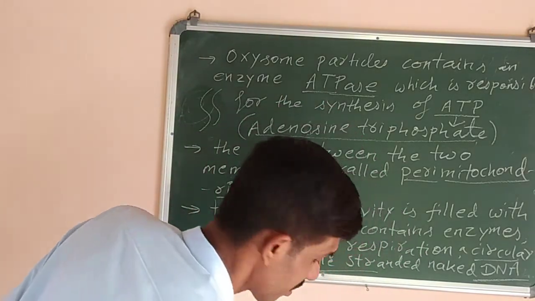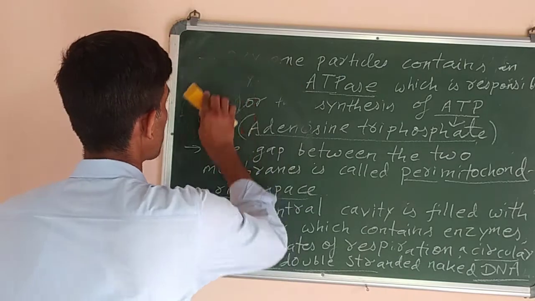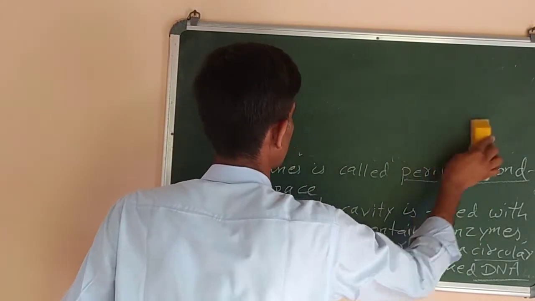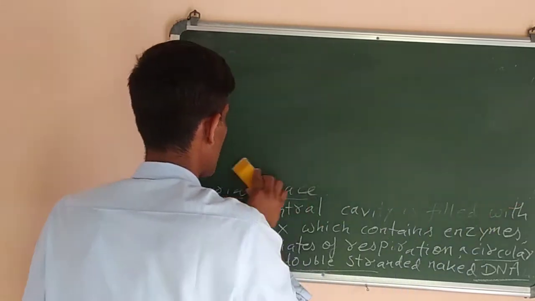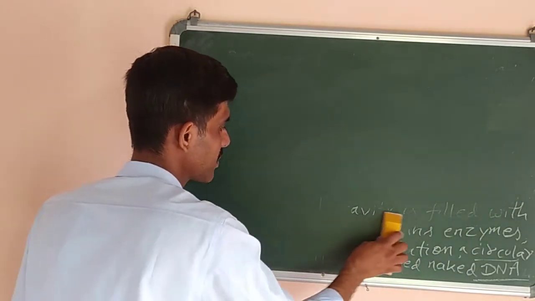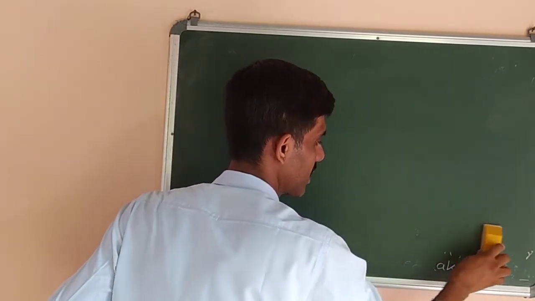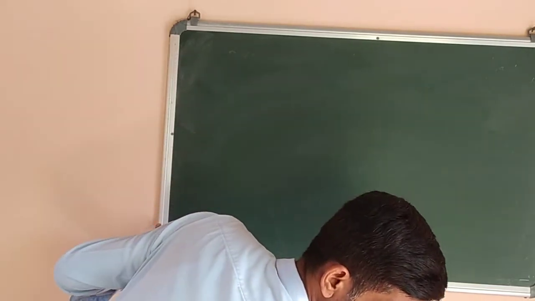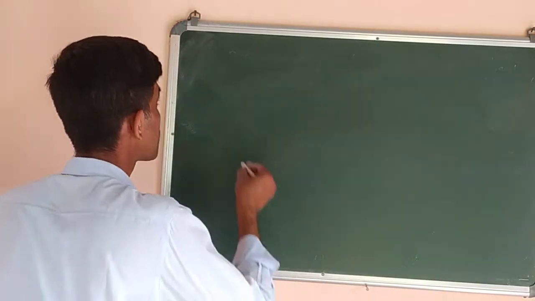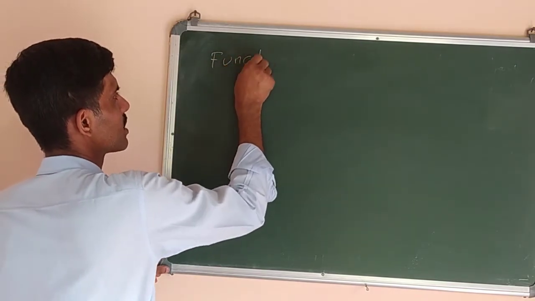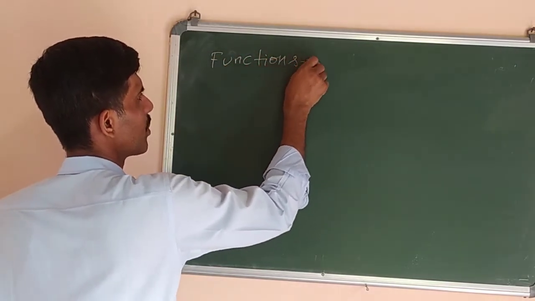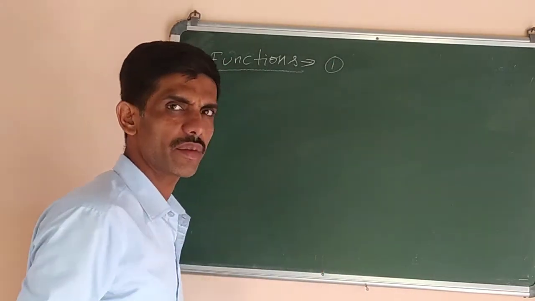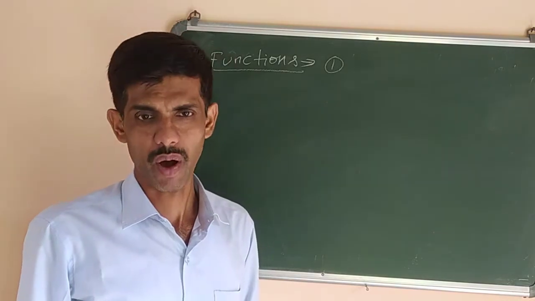So now let's come to the functions of mitochondria. We have studied the structure of mitochondria, the general characteristics, like who discovered it, the discovery part also, and then the diagram was also shown. Now the last part, that is functions. What functions do mitochondria do? Okay, so there are three main functions. Number one, you know mitochondria is called the powerhouse of the cell.